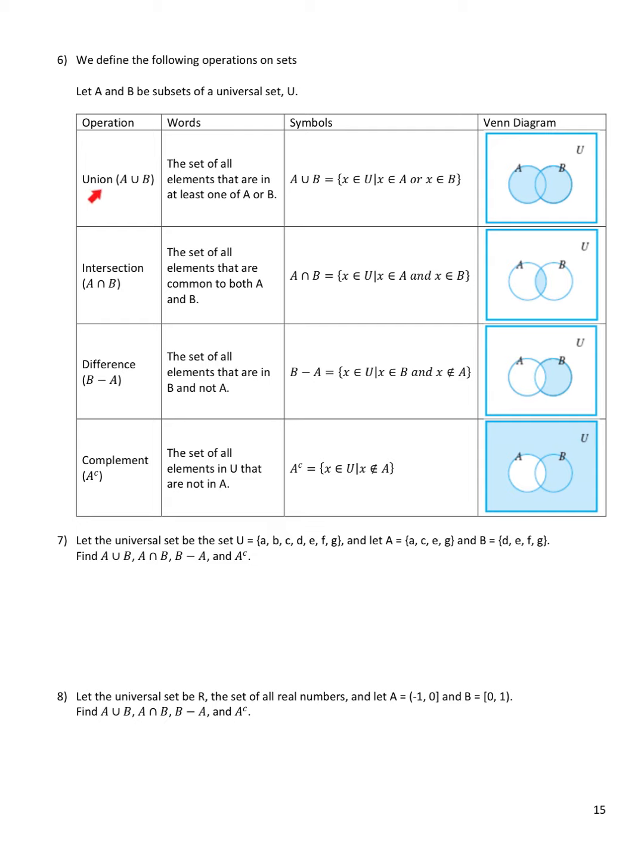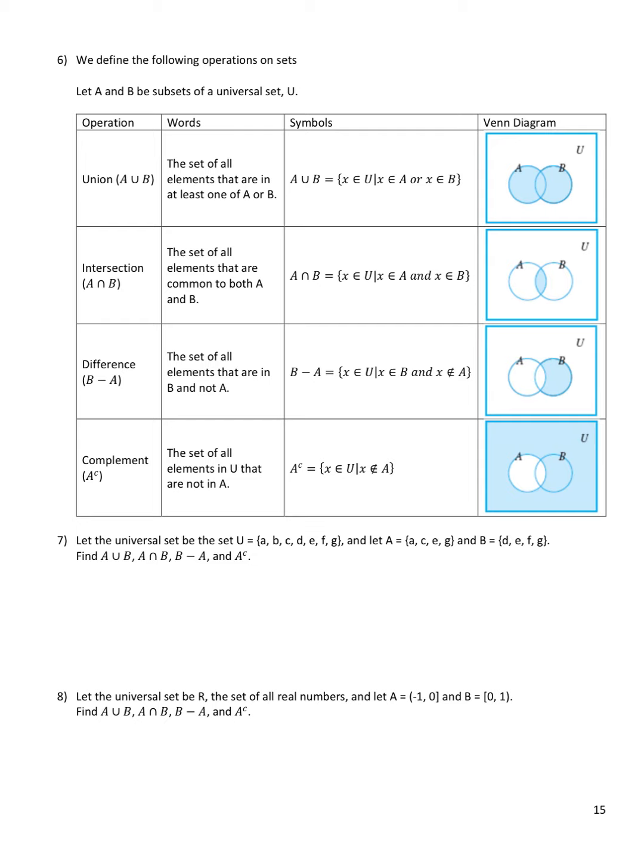Just like a little memory trick I use for this, union, I think of marriage as a union. And so you're marrying everything together from 2 sets. Pull everything from A and everything from B into one big set, the union.